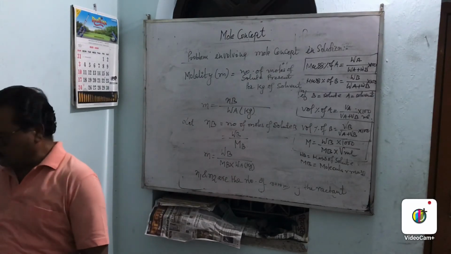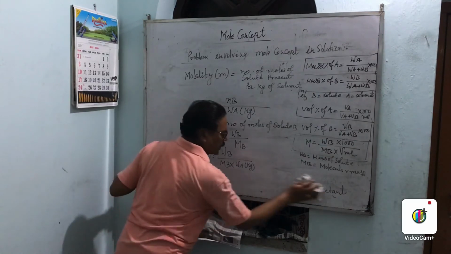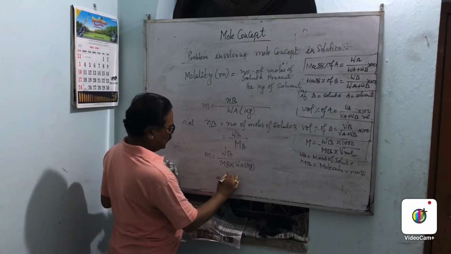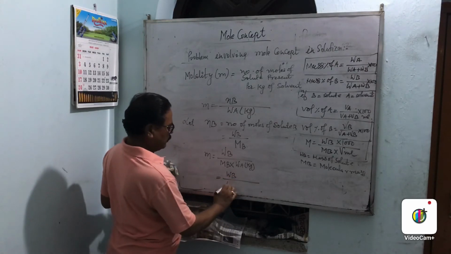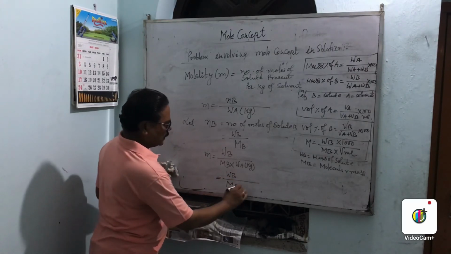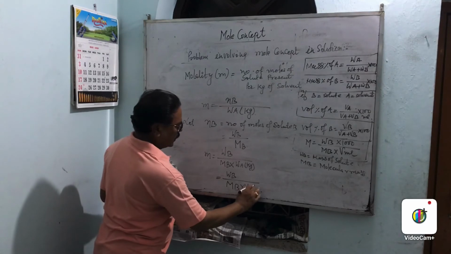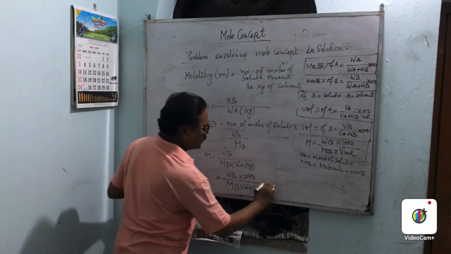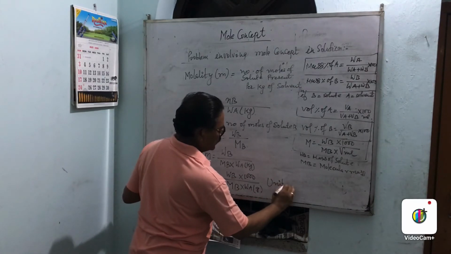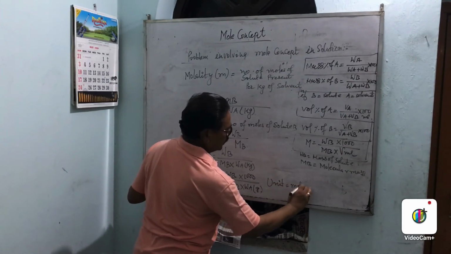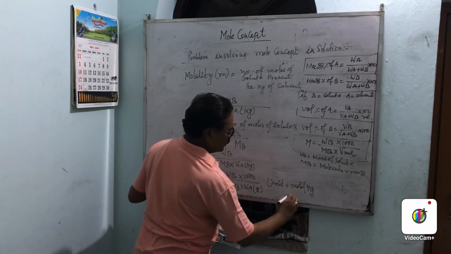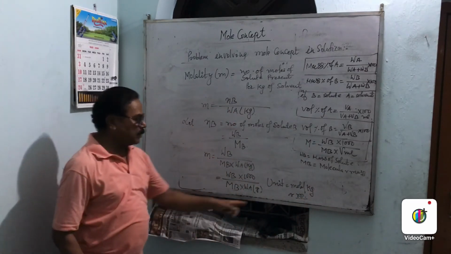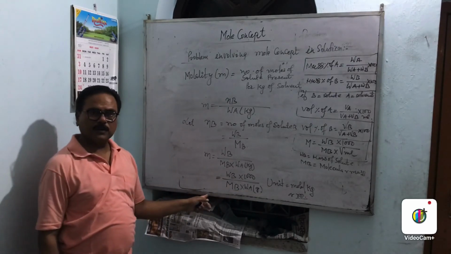If we write in gram, then what will be the relation? Similarly, Wb by Mb, and here Wa in gram multiplied by 1000, and the unit is mole per kg, or simply write small m. We never write the capital M. That will be wrong. Is it clear?